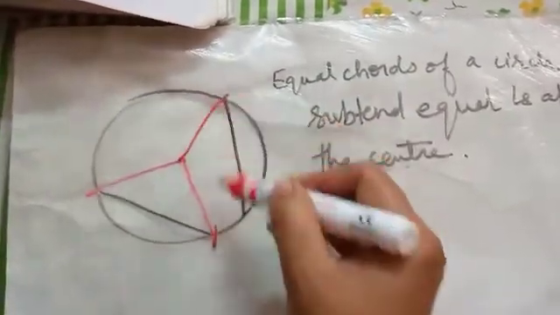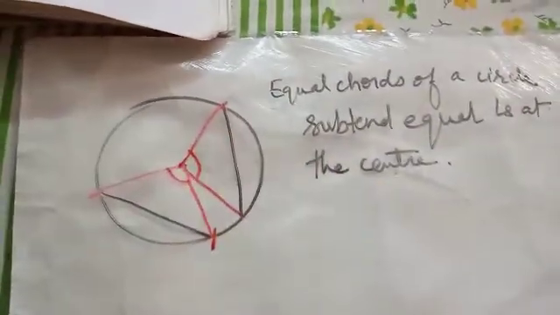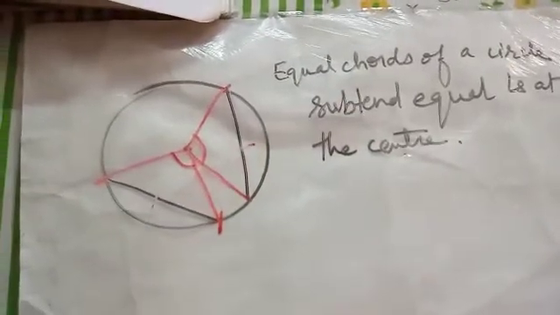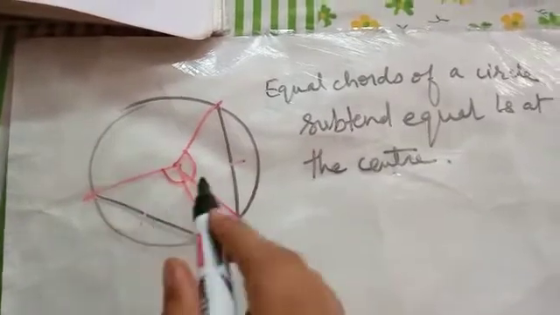If we join it this way, then these two angles are equal. So my question says that if these two chords are of equal length, then the angle which they are making at the center will also be equal.